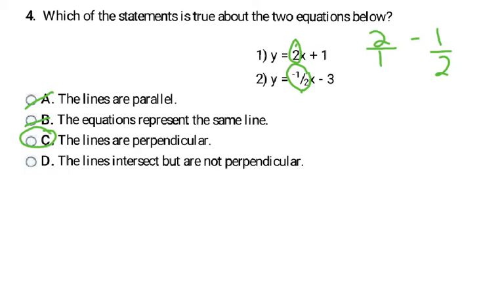Now, for it to be letter D, just so you know for the future, they would have to be not parallel and not perpendicular. So any lines that are not parallel and not perpendicular are intersecting but not perpendicular. So if they didn't follow the parallel rules or the perpendicular rules, that's when you would select letter D. But they do follow the perpendicular rule, so our answer is letter C.